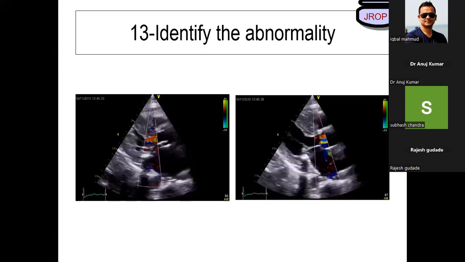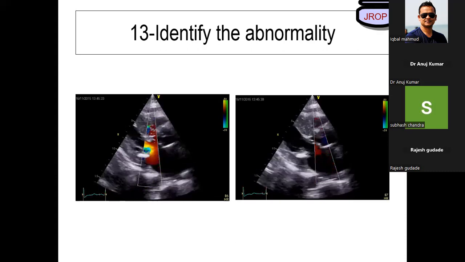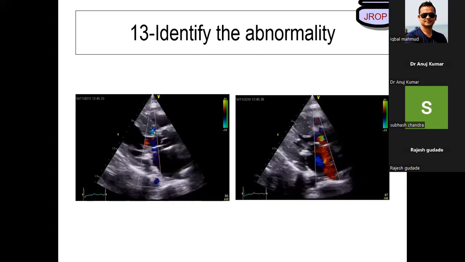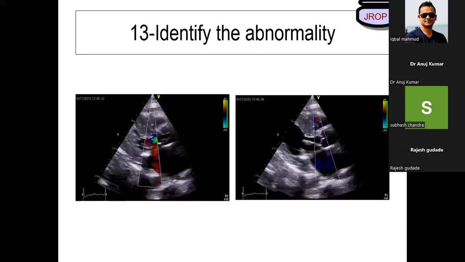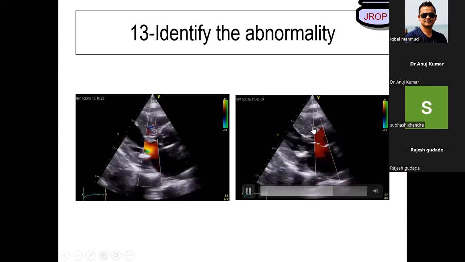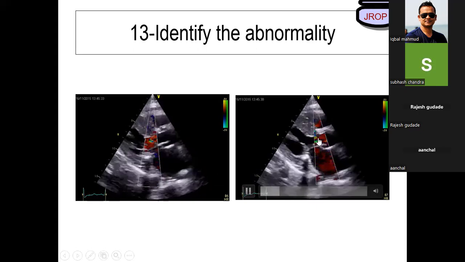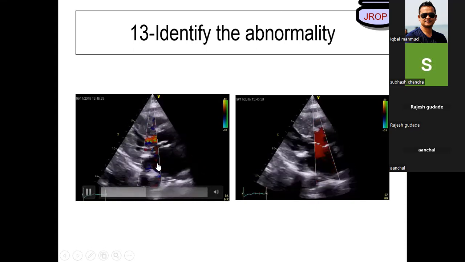Sir, septum and posterior wall are severely thickened. It is a hypertrophic cardiomyopathy, and during systole, it is obstructing the outflow, LVOT. So it is obstructive hypertrophic cardiomyopathy. Good attempt, Anuj. Septum is almost 2 times the posterior wall. Look, there's a turbulence in LVOT. It's better seen over here, and there's associated MR.